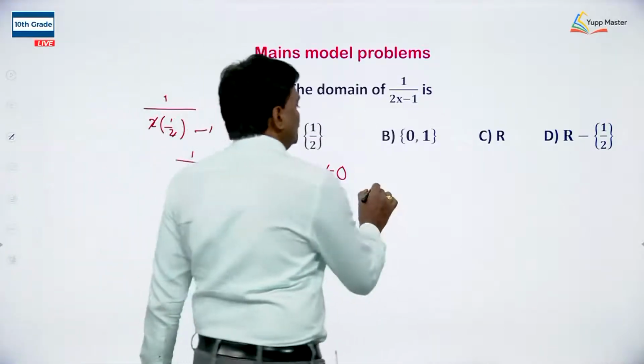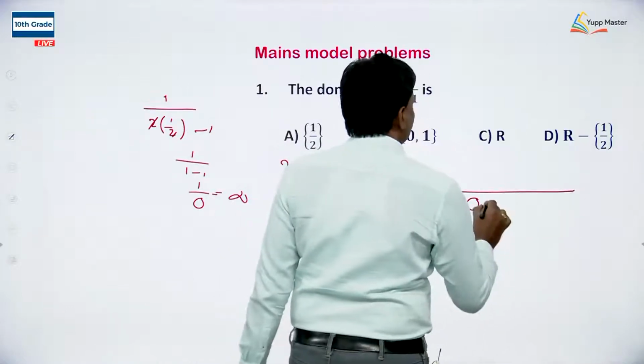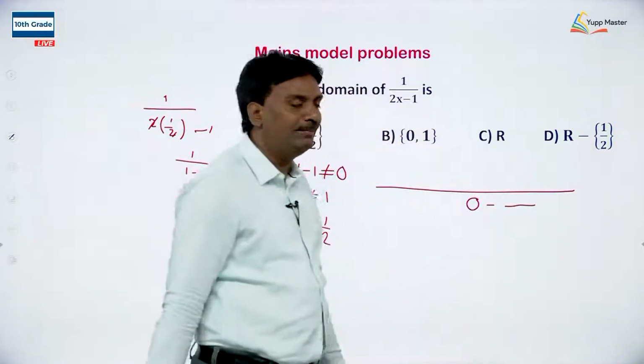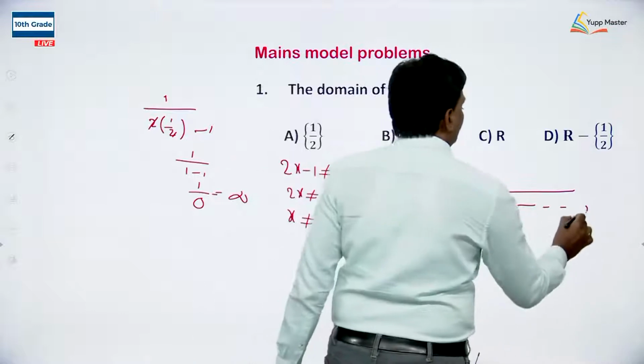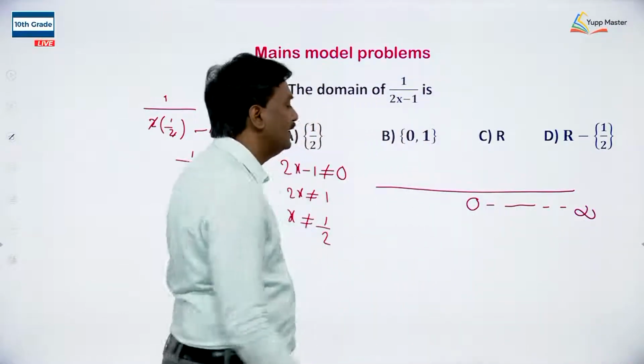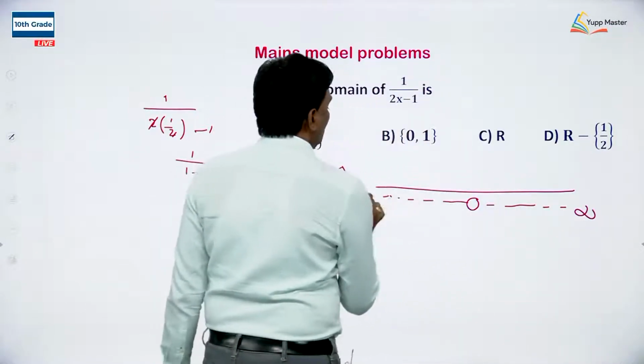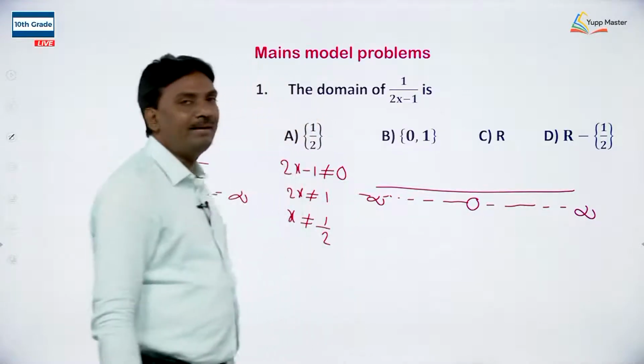Means, on the real number line we know that 0 is the neutral number. All the numbers on the right side of 0 are positive real numbers, and all the numbers on the left side of 0 are negative real numbers.